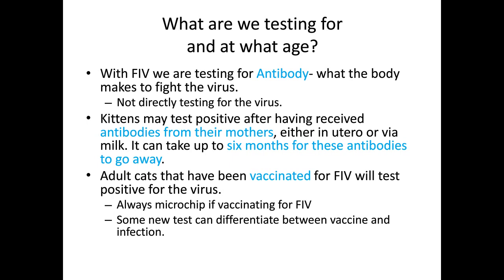With adults, we also want to keep in mind that 6-month period it takes for those antibodies to completely go away. Adult cats that have been vaccinated for FIV will also test positive, since their body has reacted to the vaccine and made the antibody even if they were negative. So you always want to microchip a cat if it's going to be vaccinated for FIV. That way that information is linked to the microchip, and put in the notes that it's been vaccinated for FIV, not that it was originally positive. There are some new tests available that can differentiate between the vaccine and the infection antibodies. That's not as common of a test. It's a special test you have to send off for.